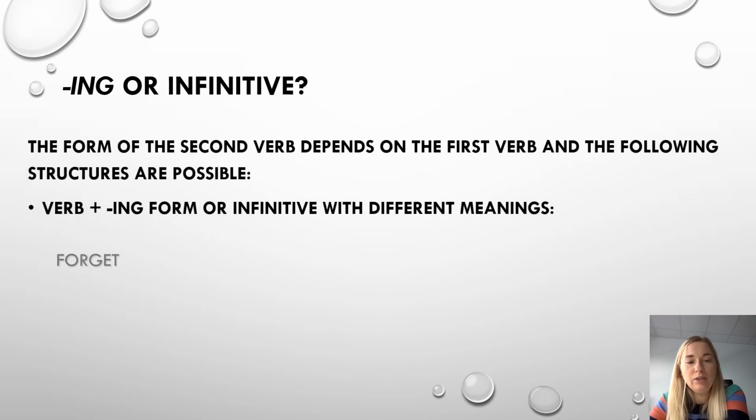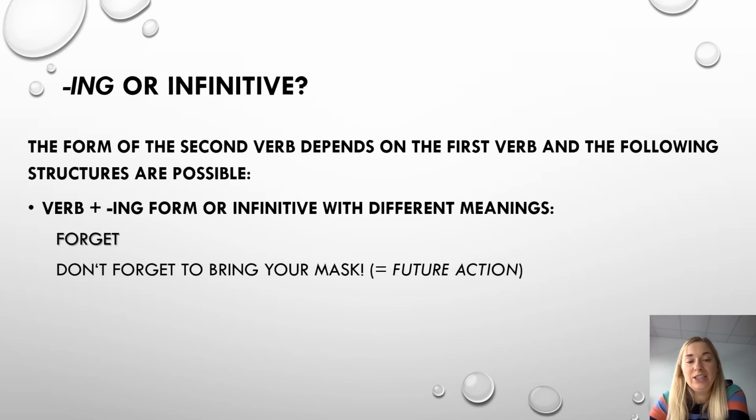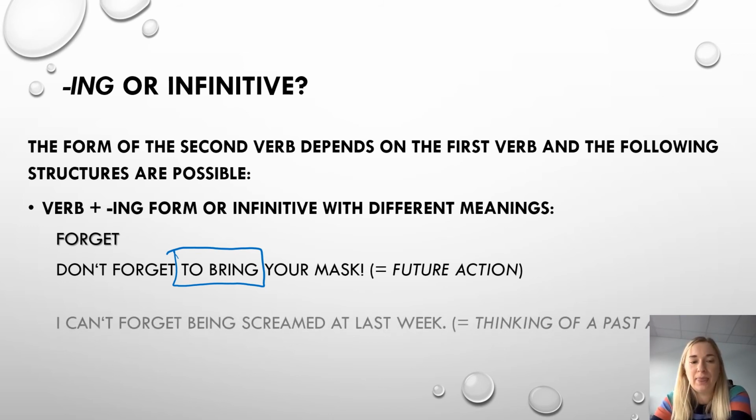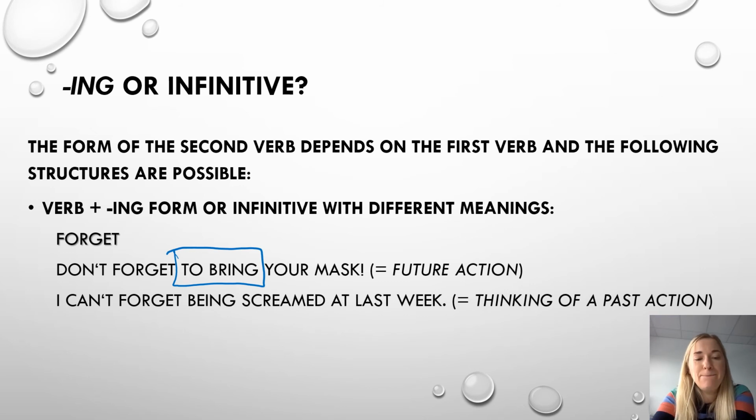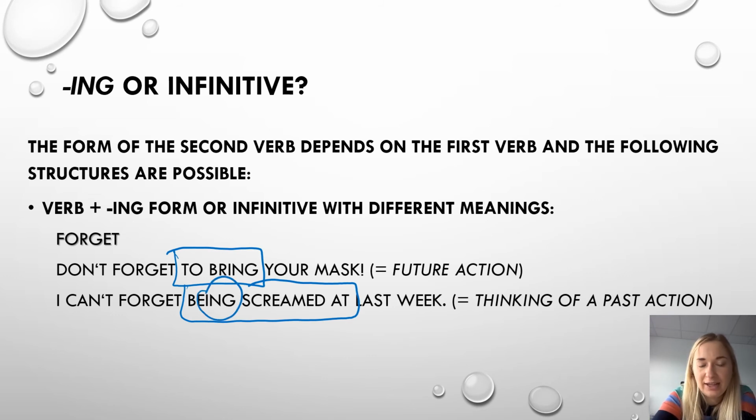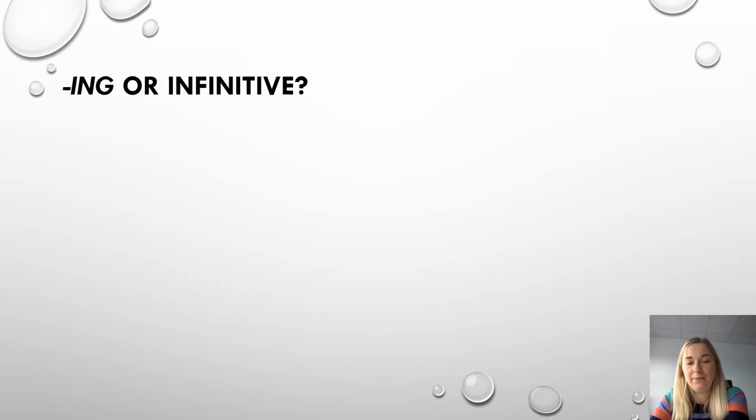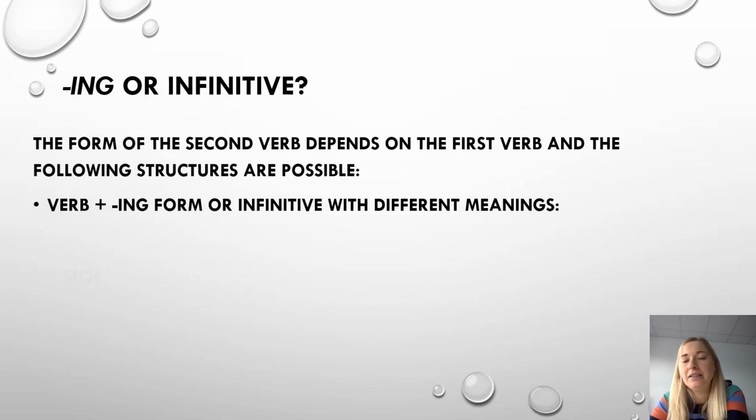Another example, the verb forget. Don't forget to bring your mask. So infinitive sort of refers to the future action. I can't forget being screamed at, a long passive word in here, but nevertheless, the ing ending means we're thinking about the past action, so something that happened already. You see the tendency here by now.